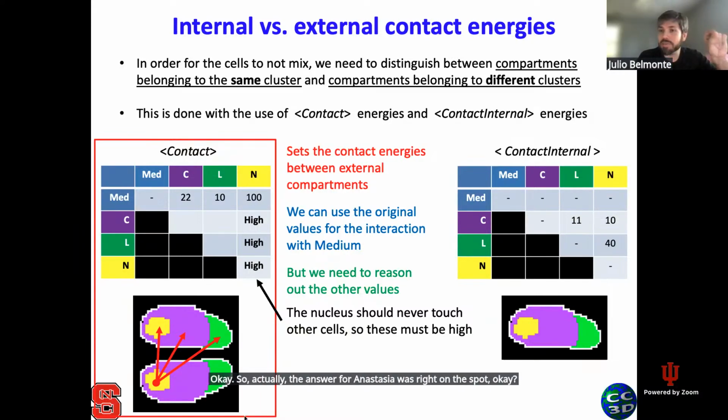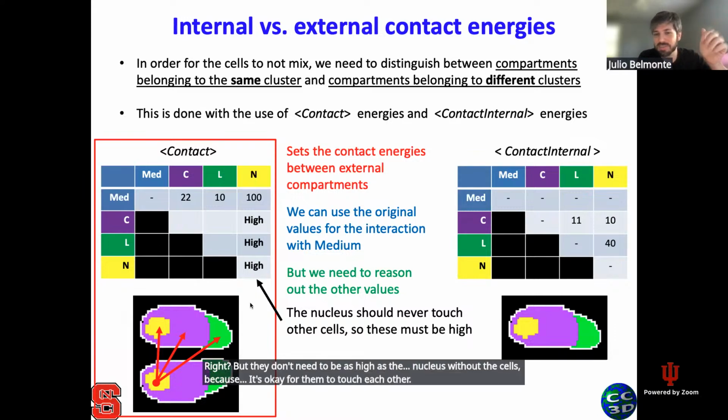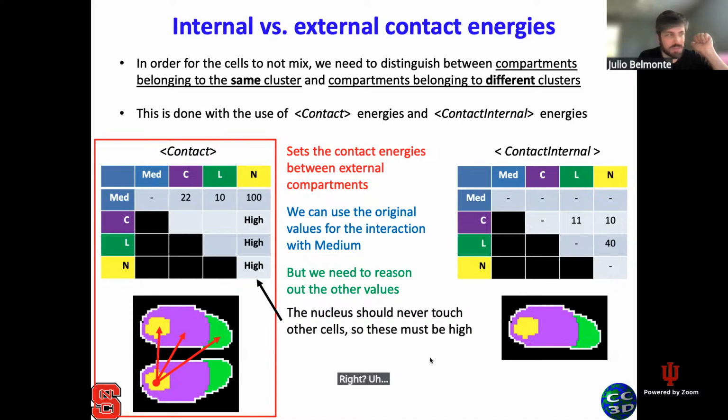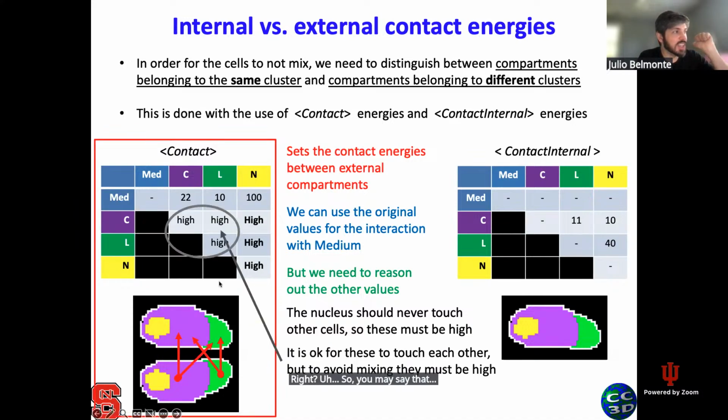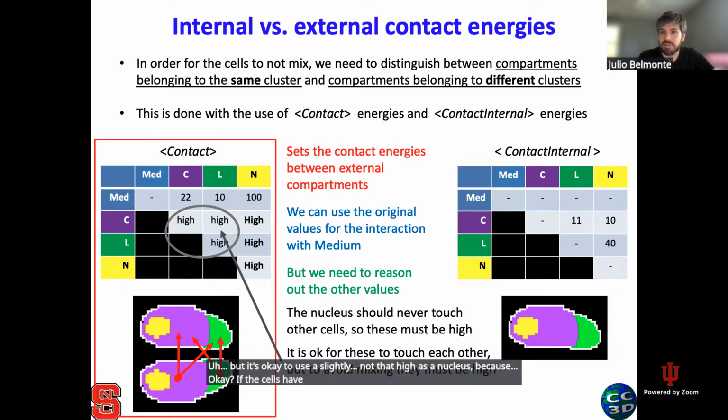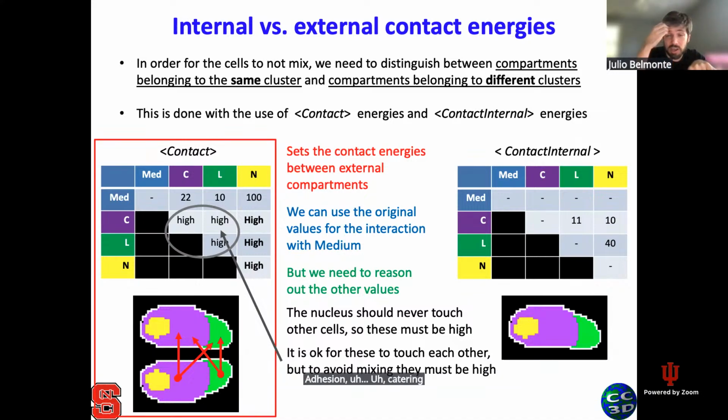Okay. They also have to be high because you don't want them to mix, right? But they don't need to be as high as the nucleus with other cells, because it's okay for them to touch each other. So you may say that they also have to be high, but it's okay to use a slightly lower value than the nucleus because, if the cells have some kind of cadherin adhesion between each other, right? So they actually have high affinity, have some cadherins that bind each other.